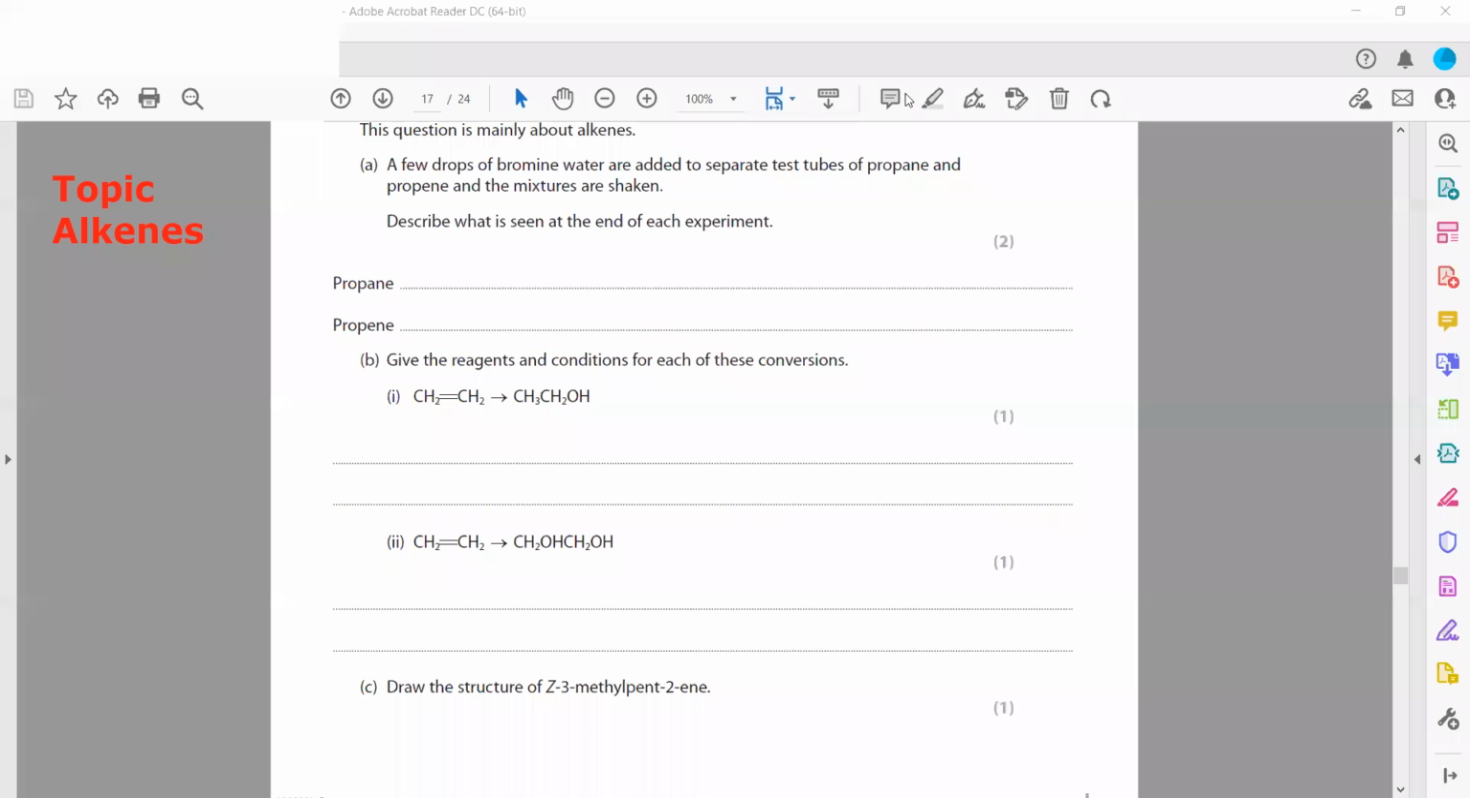This question is related to alkenes. A few drops of bromine water are added to separate test tubes. Propane and propene are mixed and shaken. Describe what is seen at the end of each experiment.